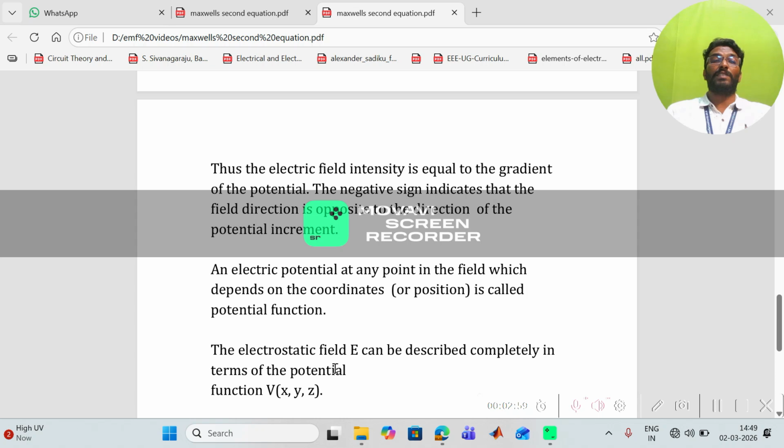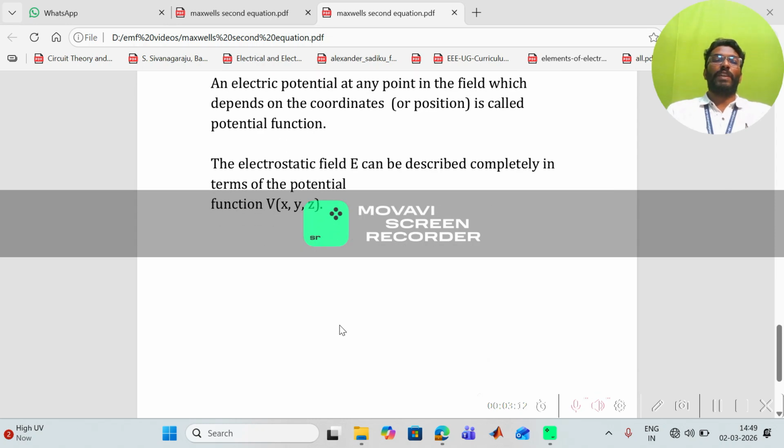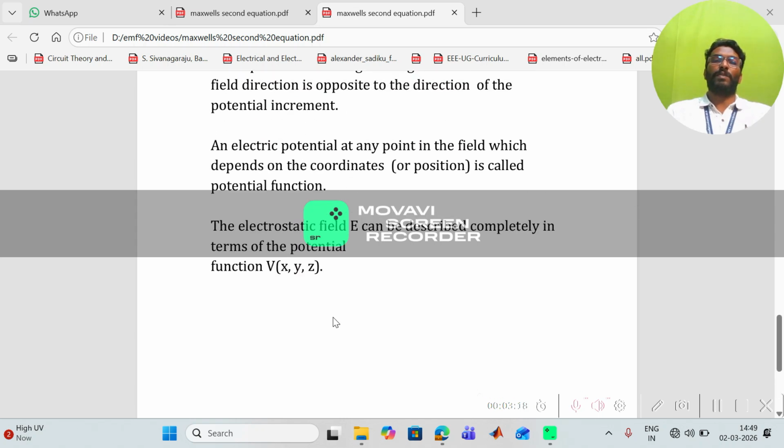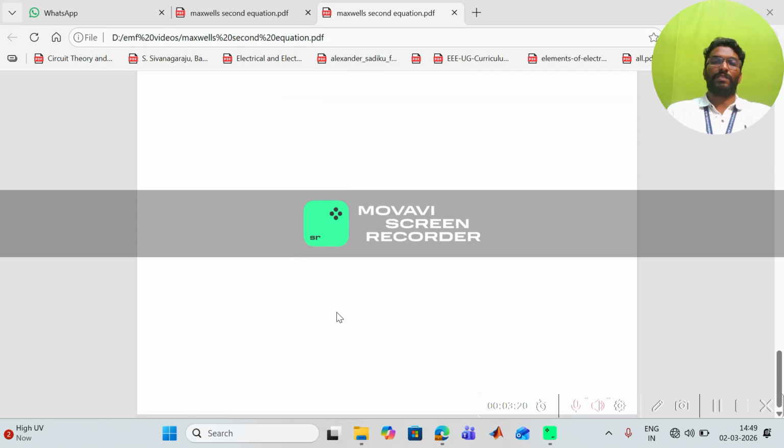Here the negative sign indicates field direction is opposite to the direction of potential increment. So an electric potential at any point in the field, which depends on the coordinates, or simply we can call it position, is called potential function. So we can describe electric field completely in terms of potential function V of x comma y comma z if we consider Cartesian coordinate system.